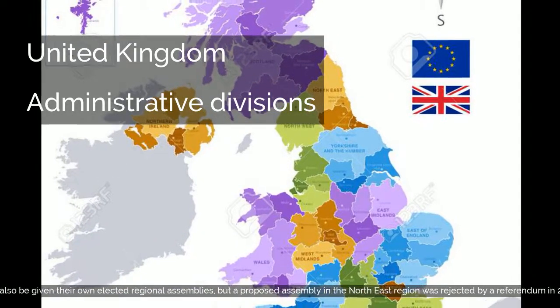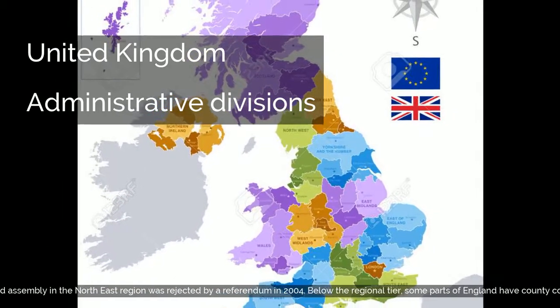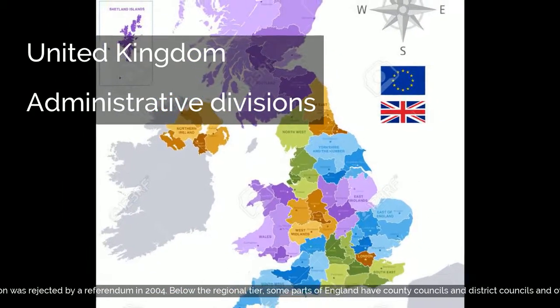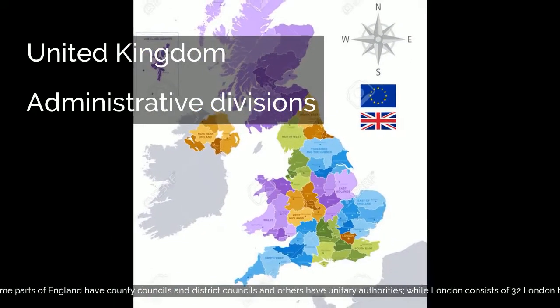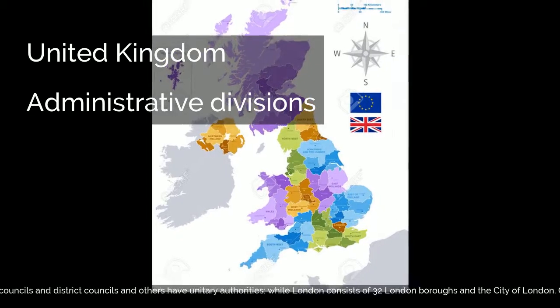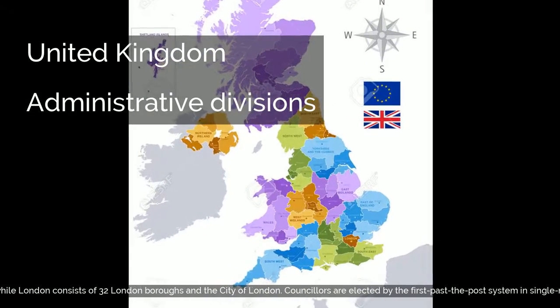Below the regional tier, some parts of England have county councils and district councils and others have unitary authorities, while London consists of 32 London boroughs and the City of London. Councillors are elected by the first-past-the-post system in single-member wards or by the multi-member plurality system in multi-member wards.